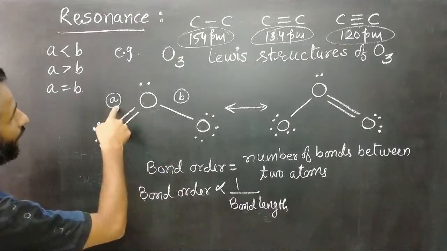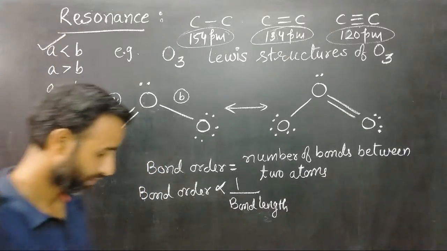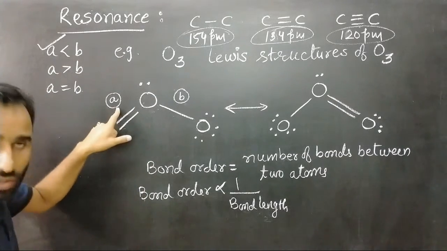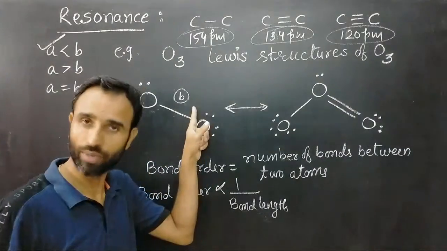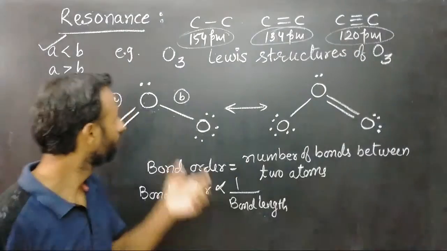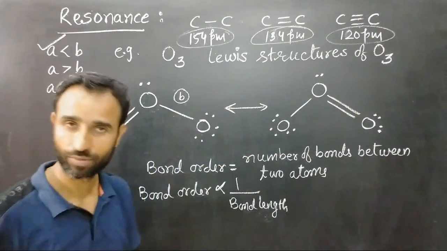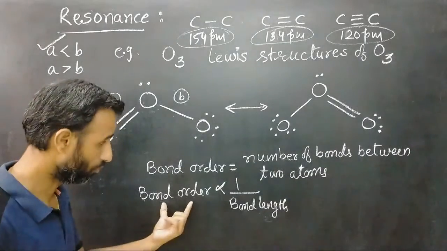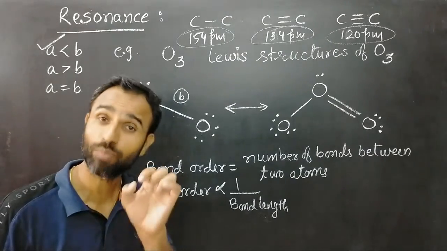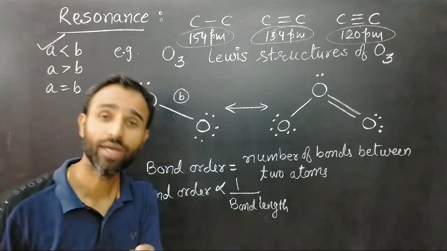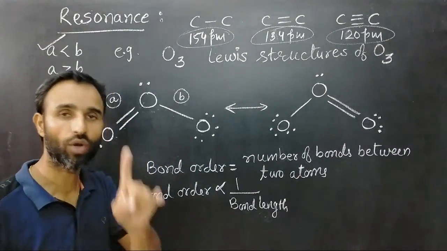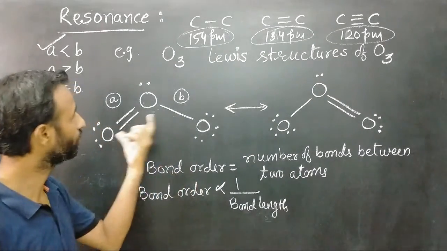That means A is less than B. So now that means bond length A should be less than bond length B. But in actual, in real, both A is equal to B. So that means the bond lengths are equal, experimentally it is proved. Experimentally, when we calculate bond length, the bond length is one only, that is the same bond length for these bonds.